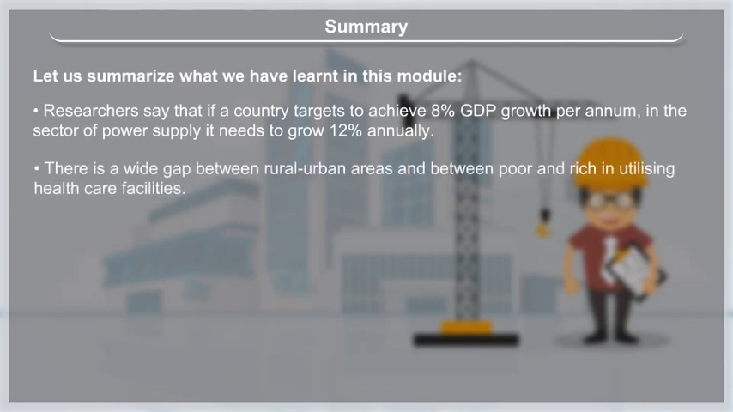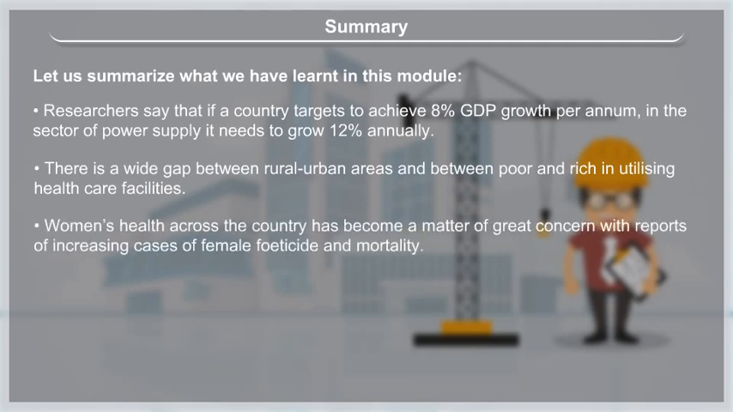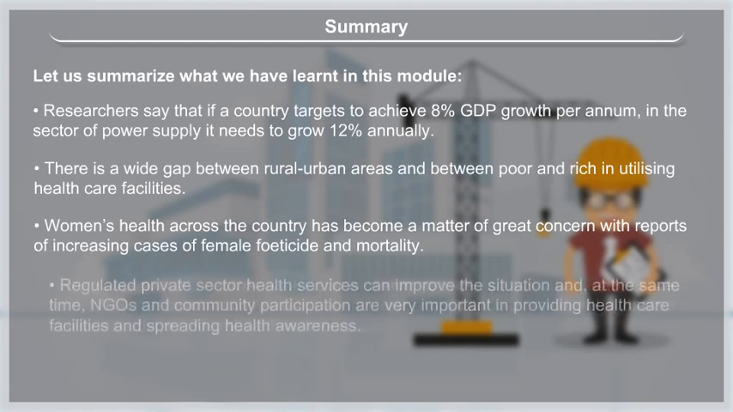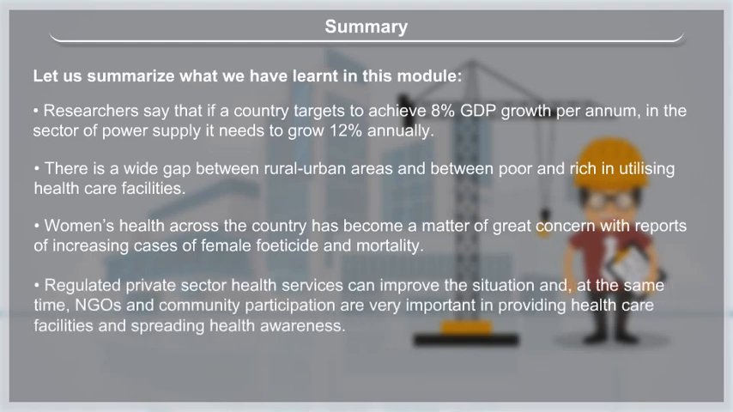There is a wide gap between rural-urban areas and between poor and rich in utilizing healthcare facilities. Women's health across the country has become a matter of great concern, with reports of increasing cases of female feticide and mortality. Regulated private sector health services can improve the situation, and at the same time, NGOs and community participation are very important in providing healthcare facilities and spreading health awareness.